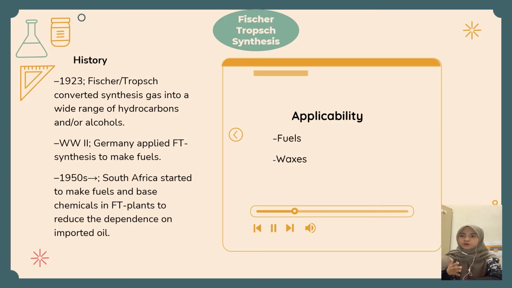During World War II, Germany applied Fischer-Tropsch synthesis to make fuels. And lastly, in 1950, South Africa started to make fuels and base chemicals in Fischer-Tropsch plants to reduce the dependence on imported oil. So the applications of Fischer-Tropsch synthesis are in fuels and wax production.